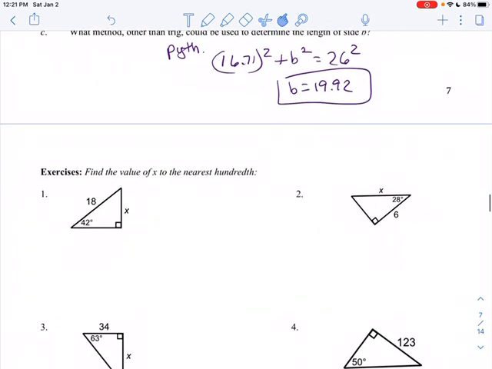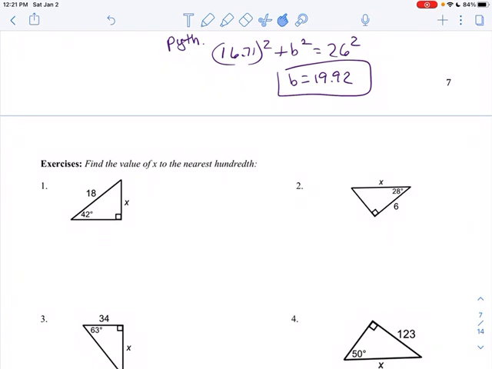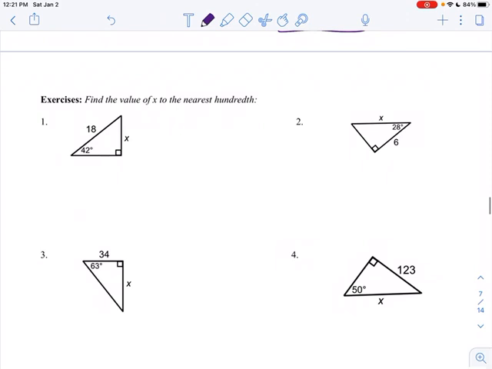Okay, let's look at the next page. So we just have some triangles. The biggest thing you're going to have to do is figure out which trig ratio you are going to use, and that's based on what sides I have. So as soon as I have this angle right here, I can label the sides. So this is my hypotenuse, and this is opposite. So since I have opposite and hypotenuse, I'm going to use sine. Sine of 42 equals x, opposite over hypotenuse.